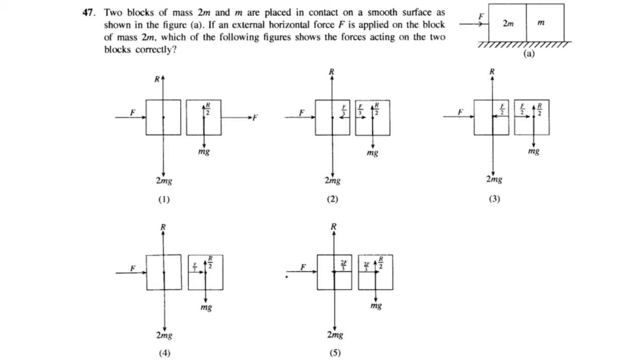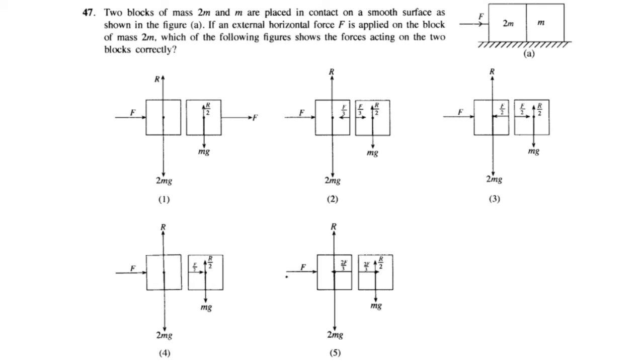We suppose that the force on m by 2m is F dash. Similarly, there will be F dash force on 2m by m. So for the moment, we think that the force on m is F dash and the direction is to the right. F dash equals ma.